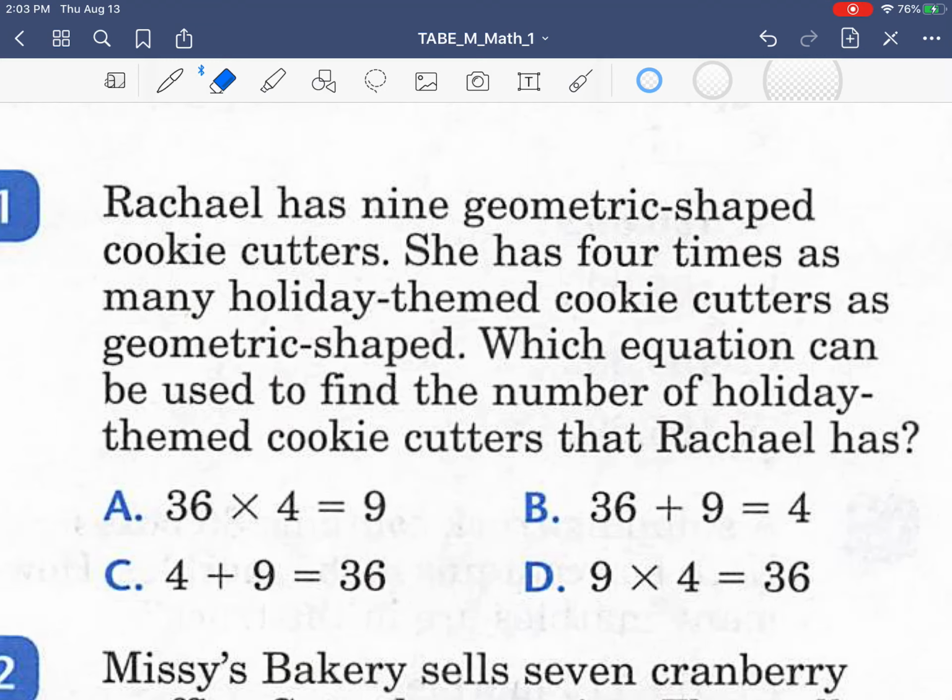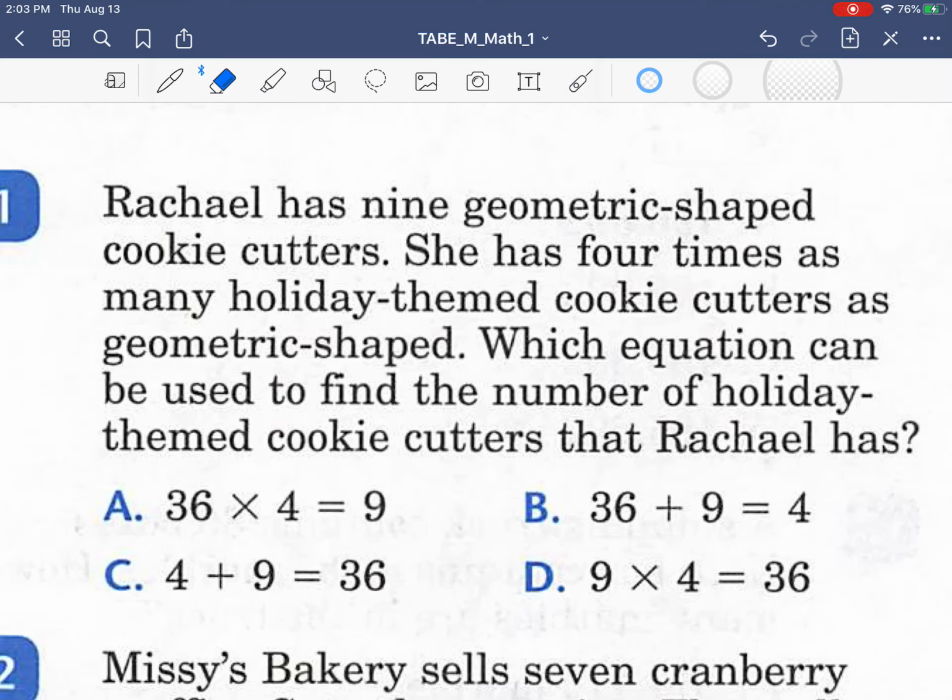Rachel has 9 geometric shaped cookie cutters, and those would be triangles and squares and circles. They're shapes. She has 4 times as many holiday themed cookie cutters as geometric shaped. So they're telling us that she has more holiday cookie cutters than geometric shaped. Which equation can be used to find the number of holiday themed cookie cutters that Rachel has?